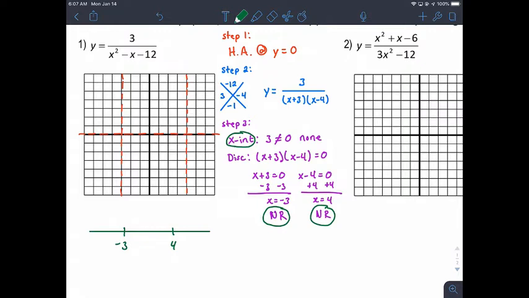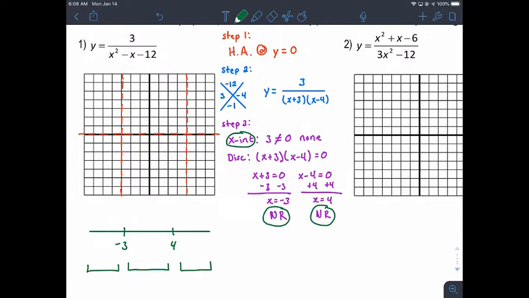The idea, the goal of the sign chart, is we aren't looking at what's happening at -3 or 4, because we know what's happening at -3 and 4 because we have vertical asymptotes at -3 and 4. So we are instead looking to see what happens in between. What happens to the left of -3? What happens in between -3 and 4? And what happens when we're greater than 4?